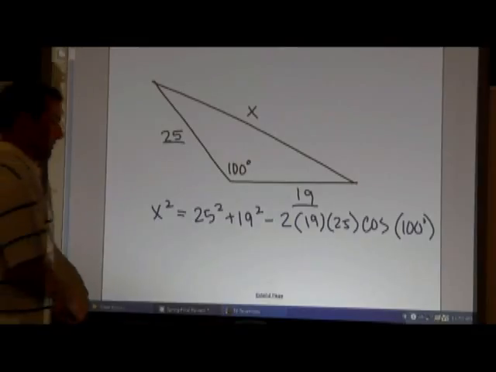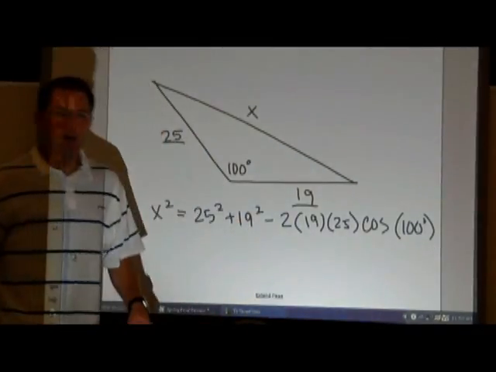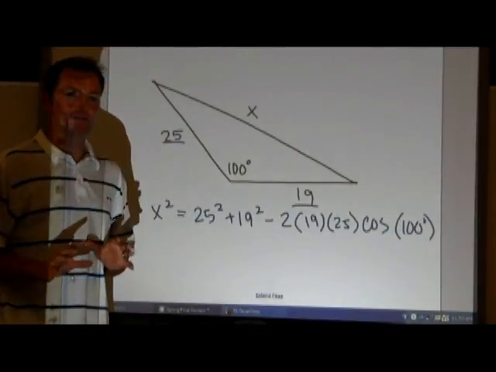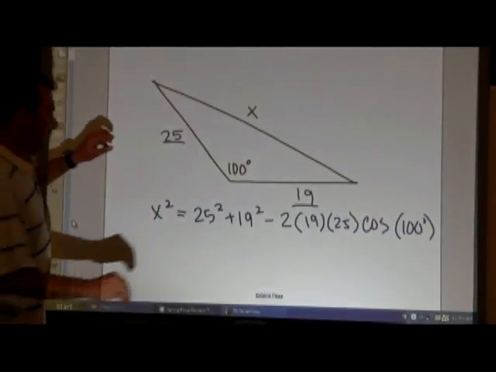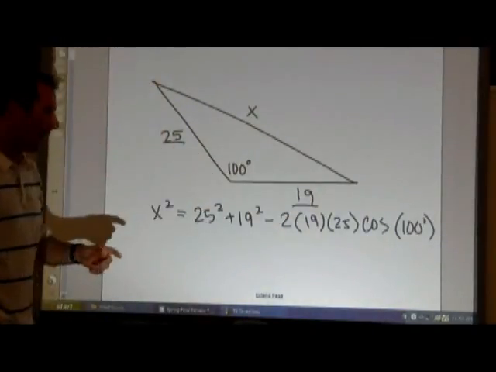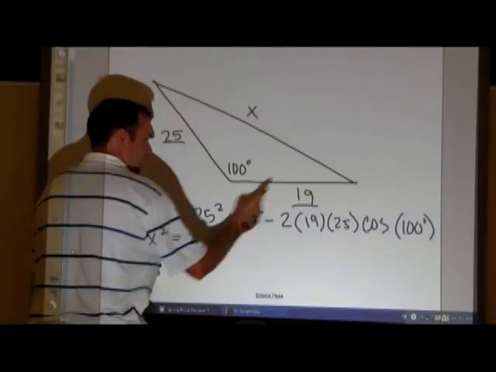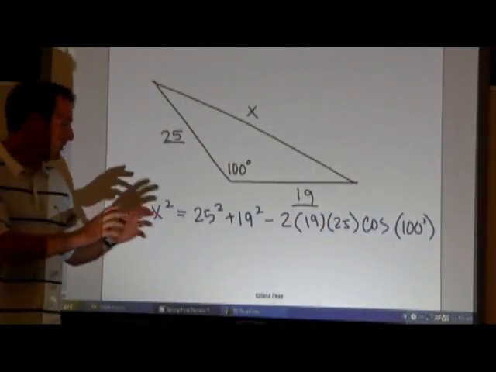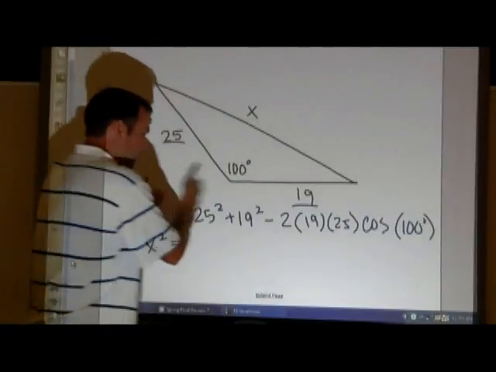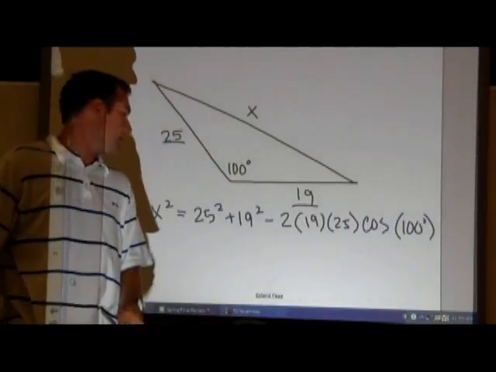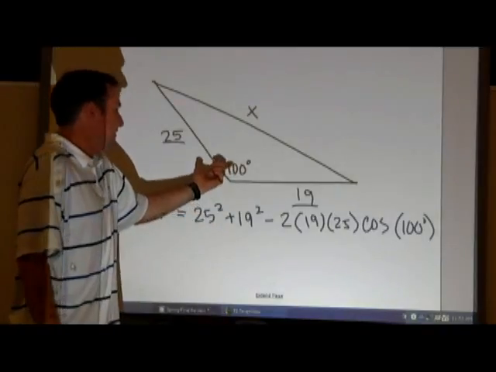Now, I put this together kind of sloppy on purpose to show you that it doesn't matter. A lot of people get caught up in memorizing this formula, but you don't really need to. You only have these two pieces, 19 and 25. You could put 19, 25, 25, 19. You could put 25, 19, 25, 19. However you want, it doesn't matter, the order that they go in, as long as you have your 19, 25 and your 19, 25 in both spots. And then the only other piece is this 100.